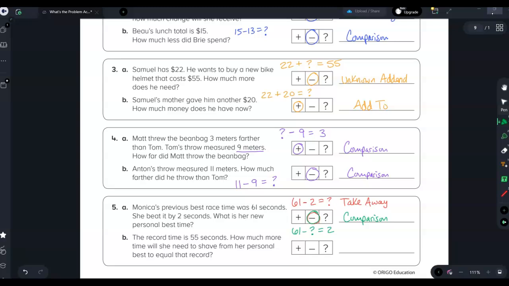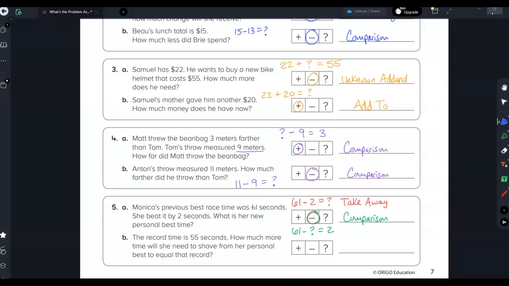So then let's look at part B, and I'm going to continue to color code so you can see what the options are here. This says the record time is 55 seconds. How much more time will she need to shave from her personal best to equal that record? Again, my inclination here was to say that this is comparison. That's just because we're comparing these previous race times with new race times, right? So I think that's where my mind goes. So if that's what your intuition says, you might explore that and see if you can make it work. However, I think that again, we could look at this as are we taking away, right?